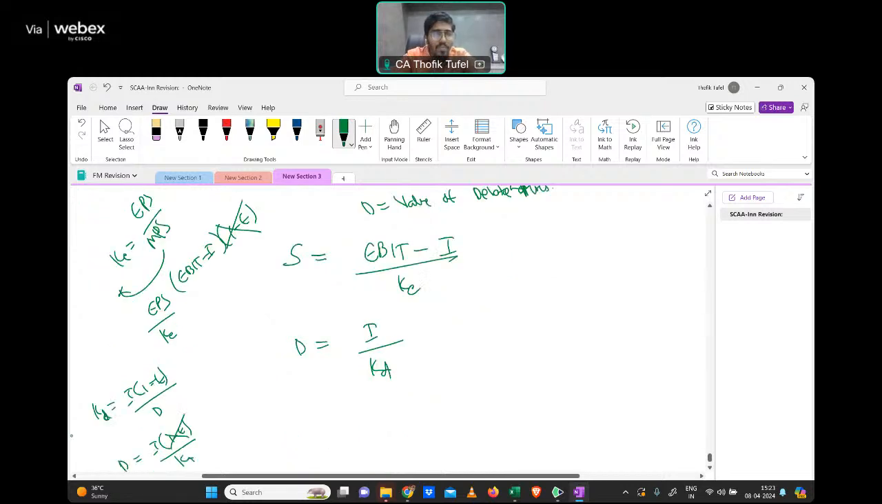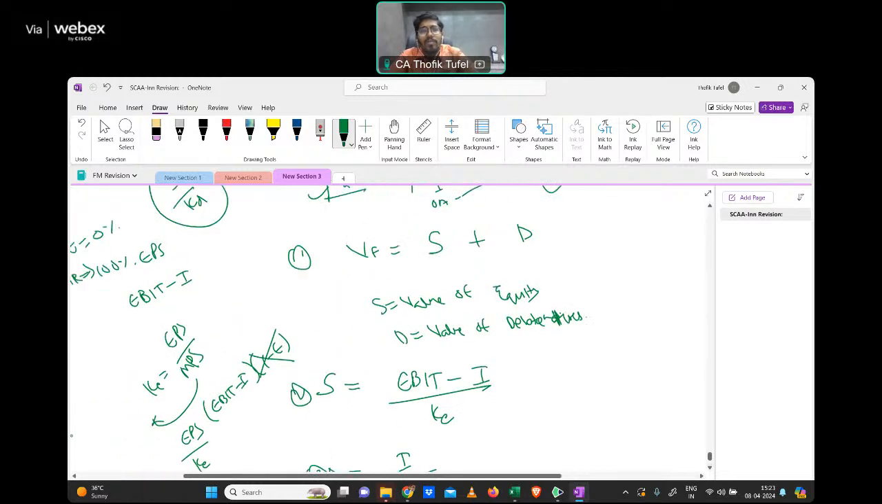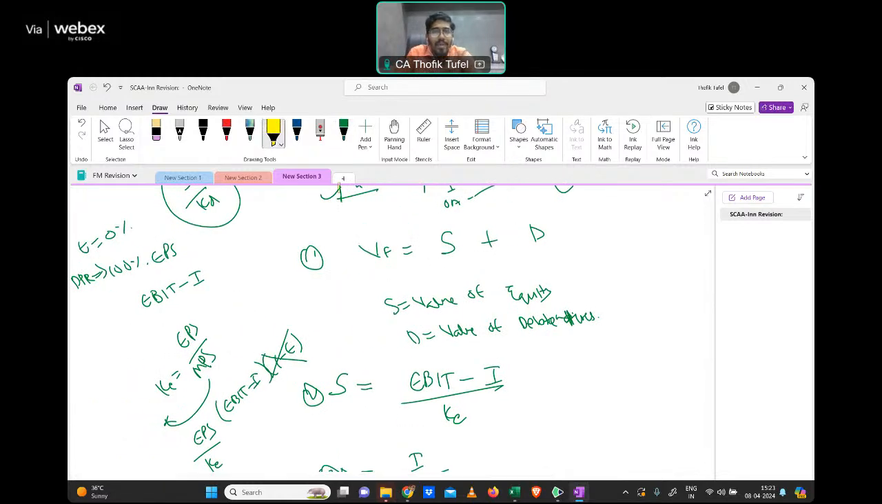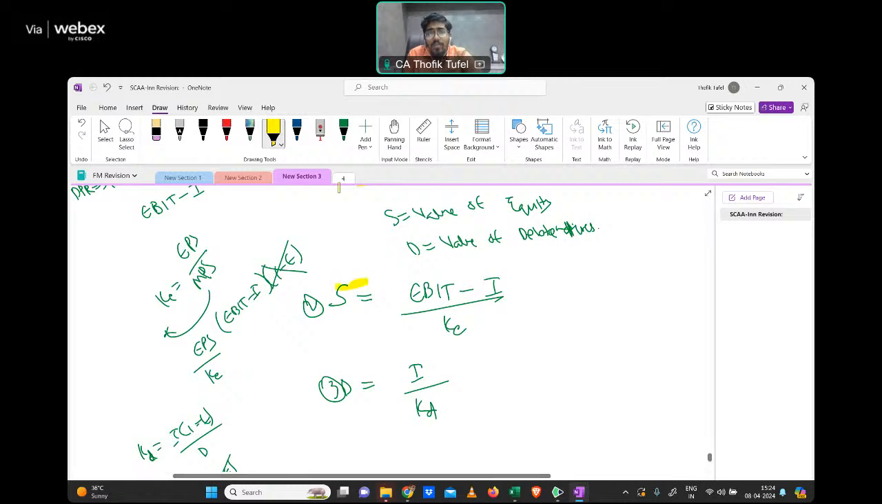So now you know three formulas. I'm explaining all the formulas. First formula, value of the firm is equal to value of equity plus value of debt. Second formula is value of equity, which is EBIT minus I, the earnings available to equity shareholders, divided by the cost of equity. Value of debt is equal to interest divided by KD.